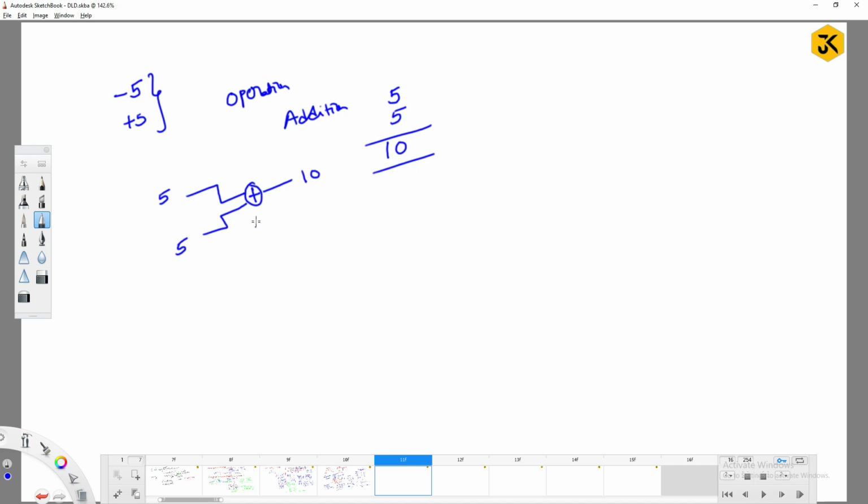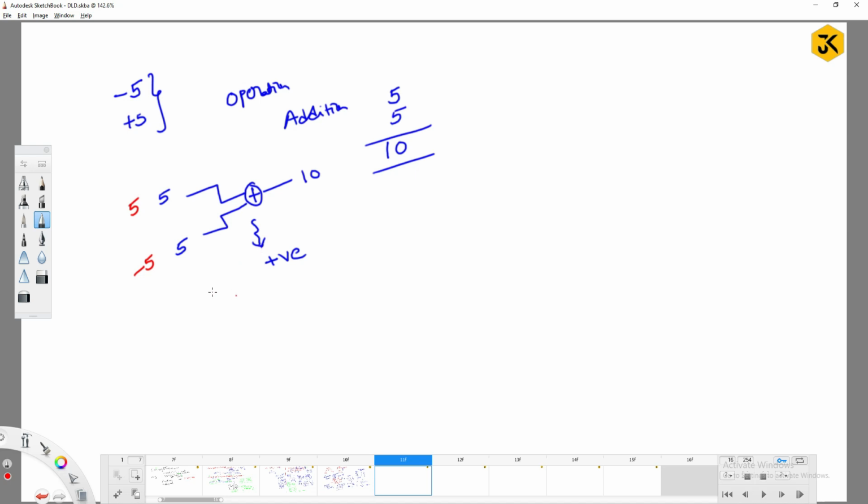We have designed this circuit in such a way that it works for inputs of two numbers, both positive numbers. There is no problem. But if I give numbers like 5 and minus 5, what will the system do? This circuit is meant for the addition of two positive numbers, not for the addition of one positive number and one negative number, right?